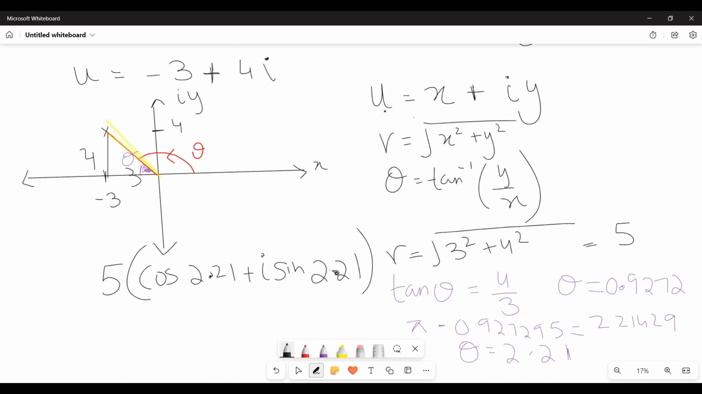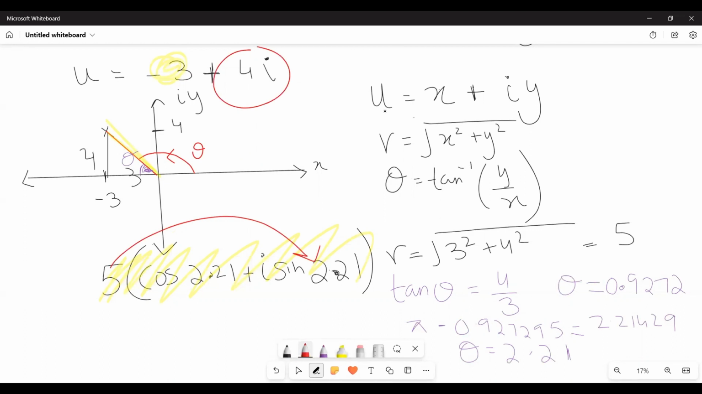By the way, if you expand this in your calculator, if you do 5 times cos 2.21, you will probably get, when you round it off, -3. Because we've rounded 2.21, the exact value won't come, but it will still be very close to -3. Similarly, if you multiply 5 with sine 2.21, you will get a value very close to 4, which when you round it off would be 4.